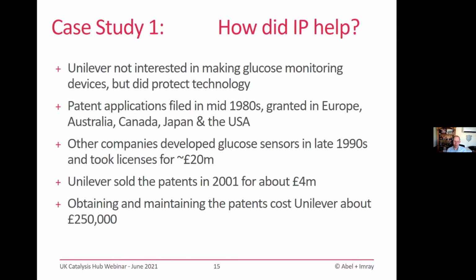And so what I'm using this case study to illustrate is that even if a piece of technology is not really suitable for commercialization by the inventor or the inventor's employers, then it can still have value if it's protected by a patent. And this is a business model that some people follow.